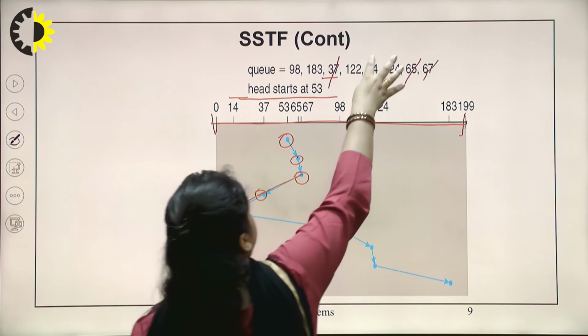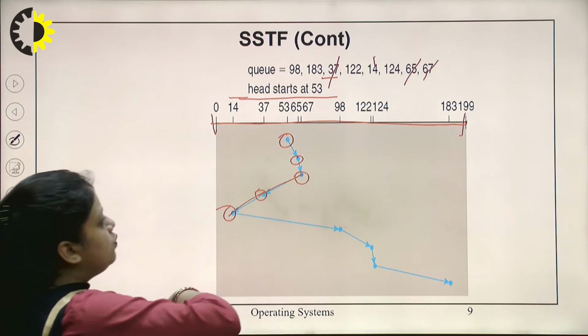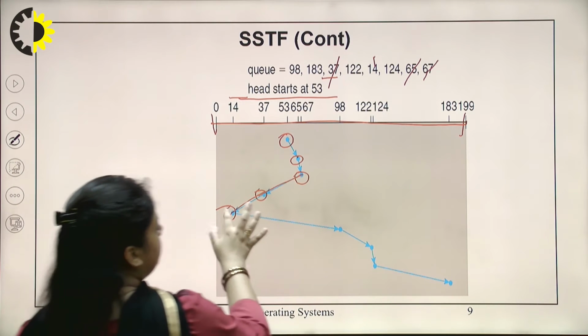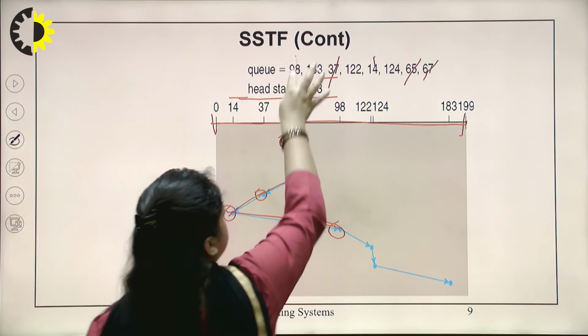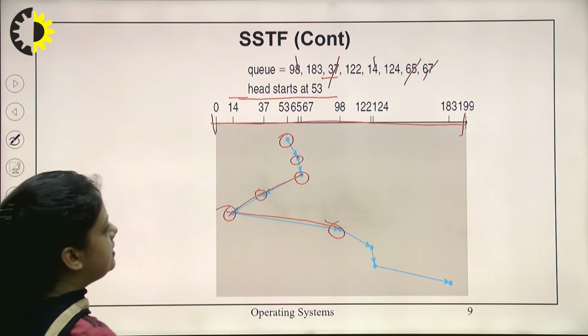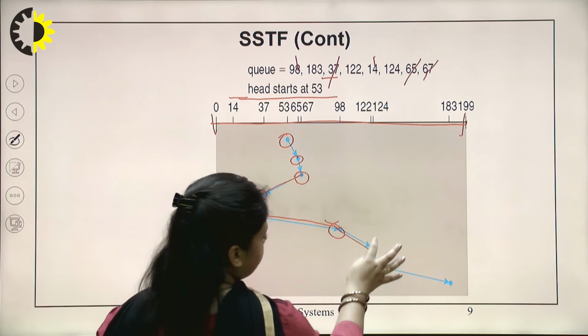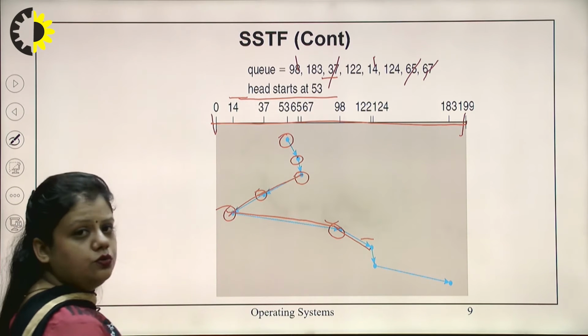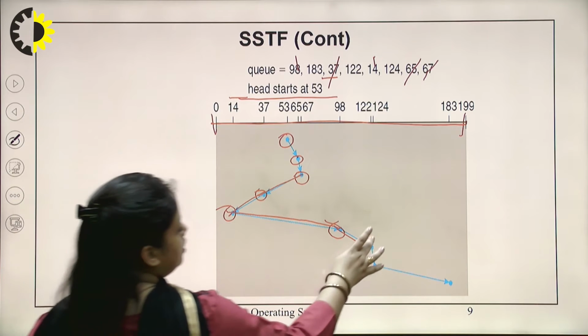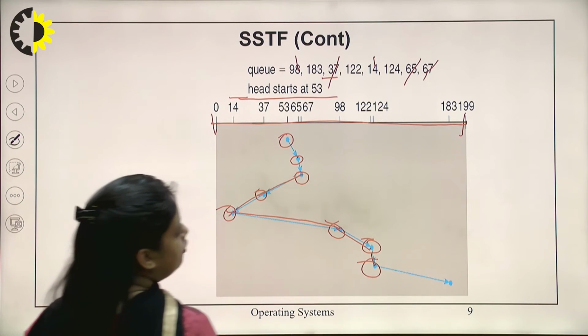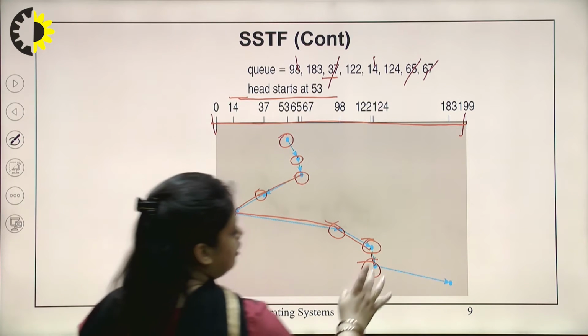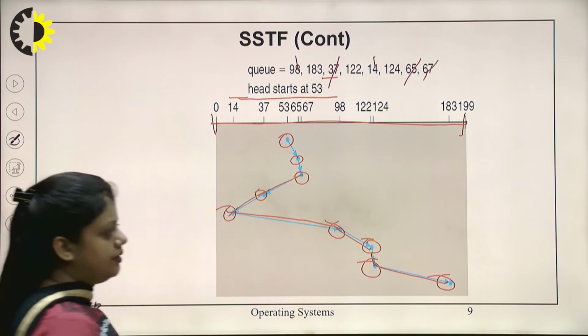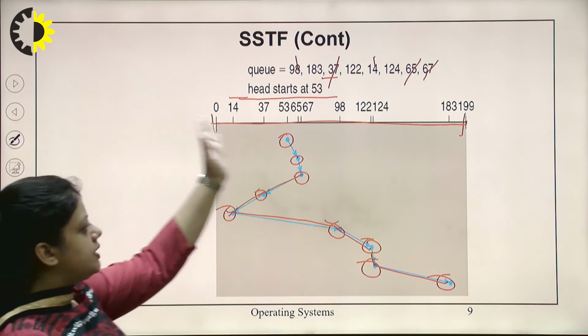From 14, the next nearest one is none other than 98. From 98, then it goes to the next nearest request, that is at 122. From 122 to 124, and from 124 finally to 183. So this is the shortest seek time first.